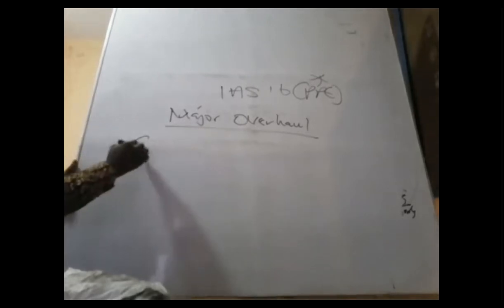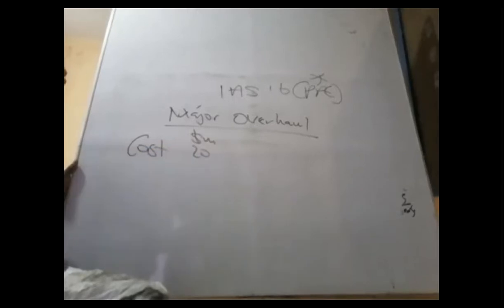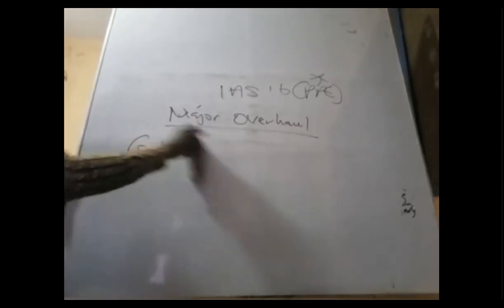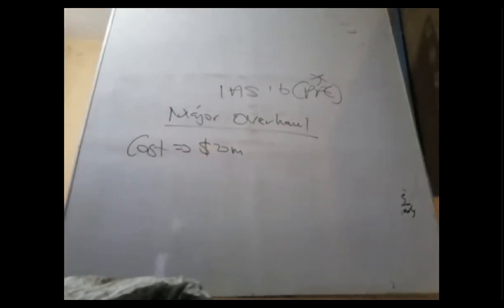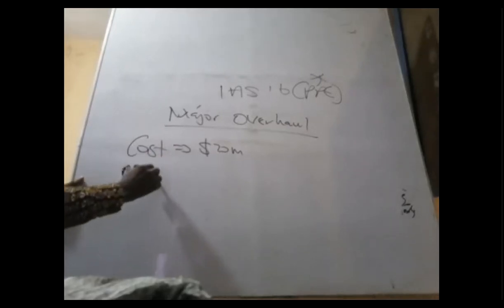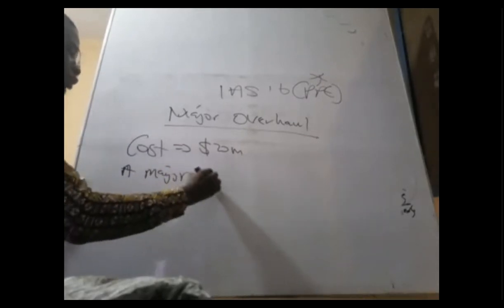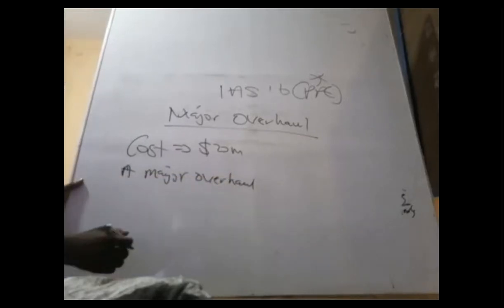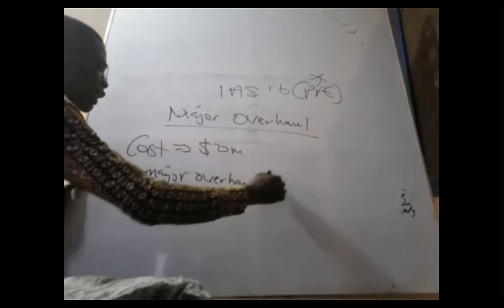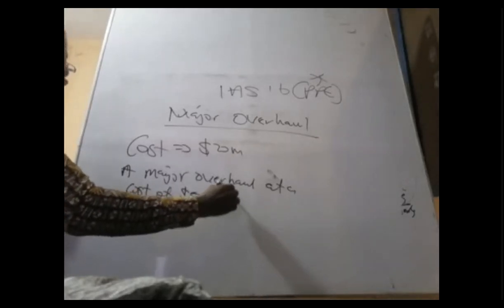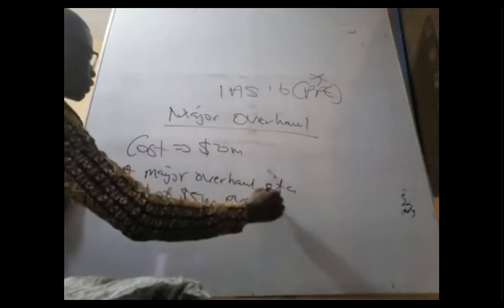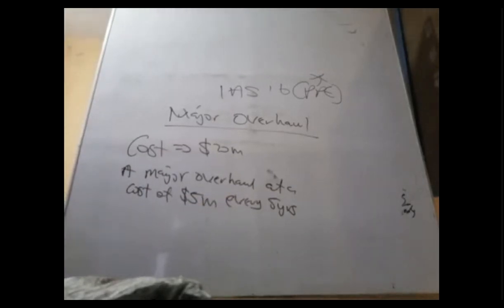You bought an asset. The cost of the asset is 20 million US dollars. So that's the cost of the asset. Now this asset requires a major overhaul at a cost of $5 million every 5 years. So every 5 years, you need to perform a major overhaul to enhance the performance of the asset. How do you treat this? How do you recognize the cost of the major overhaul?